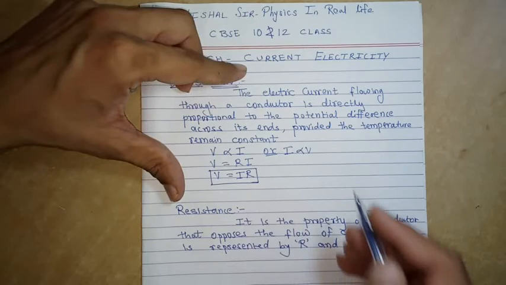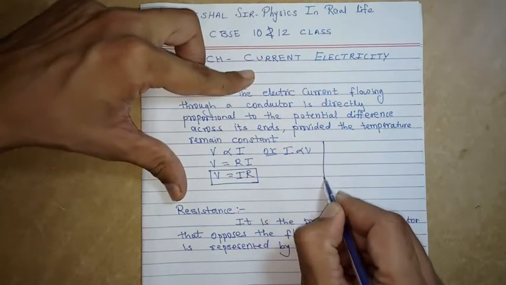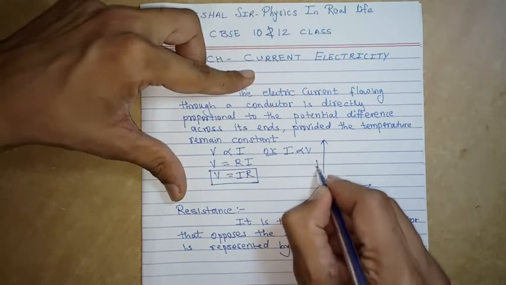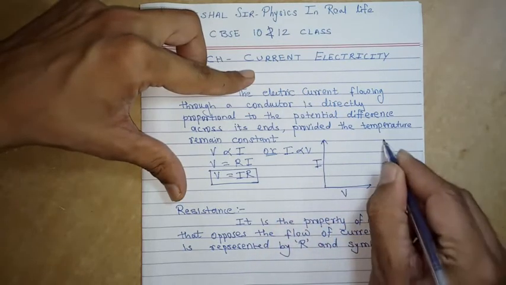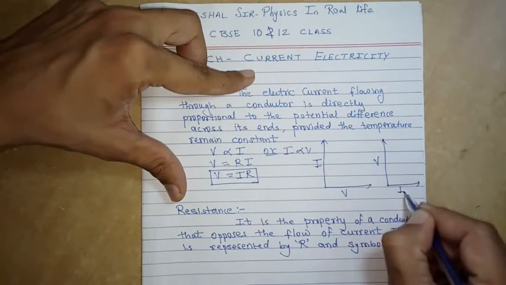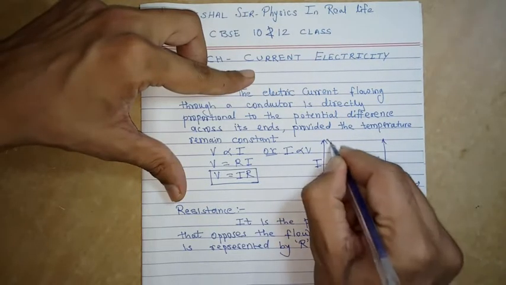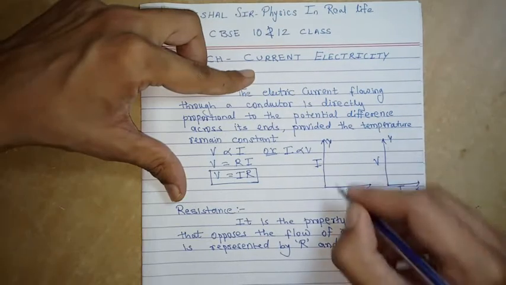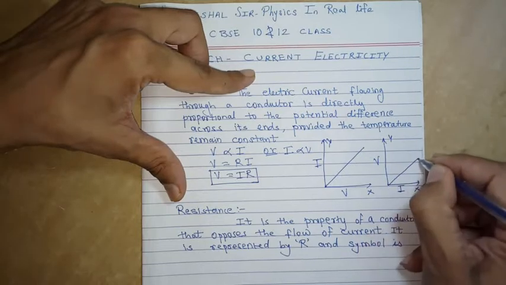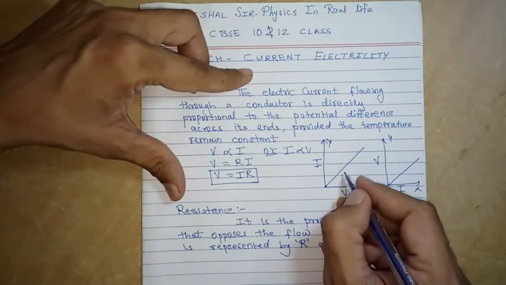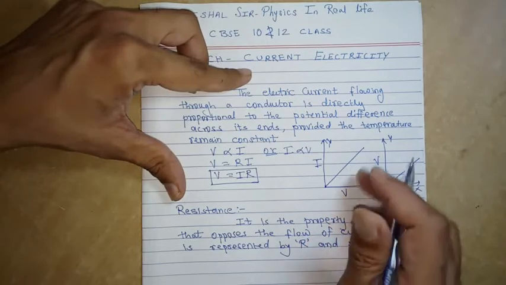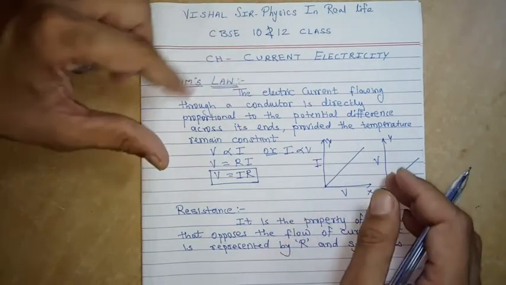If you plot a graph between either I versus V or V versus I, with the x axis and the y axis, we get a linear graph in the form of a straight line. What is a linear graph? The slope of that linear graph remains constant everywhere. So from this linear graph we can find the value of resistance also.